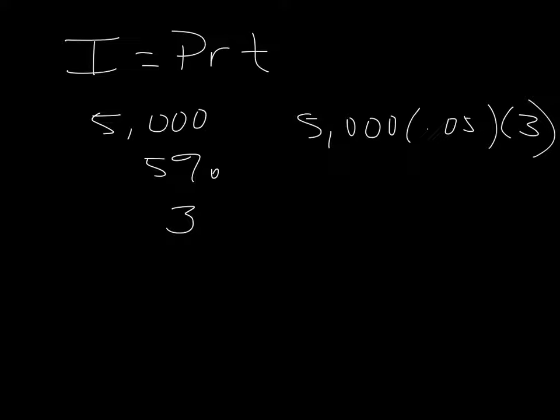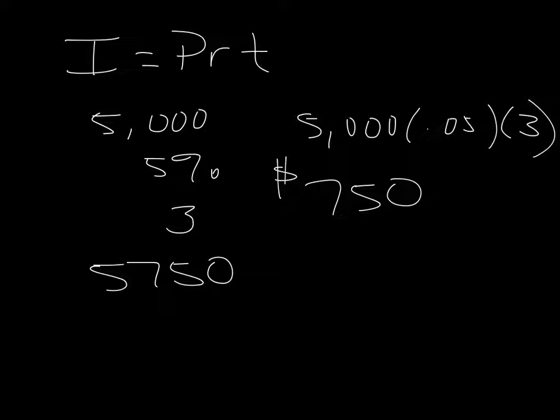And so you would simply take your calculator and do 5,000 times 5% times 3, and you would end up with $750. And that would be your interest. So if this were a loan, like let's say you were buying a car and you did this, you would actually end up paying $5,750, because you would take the 5,000 plus the $750, and you would end up paying $5,750 for that car.